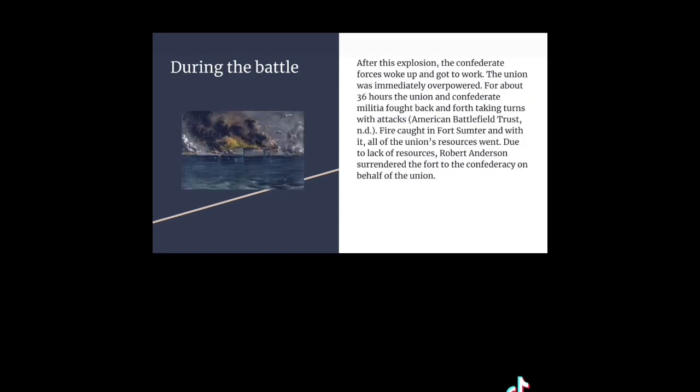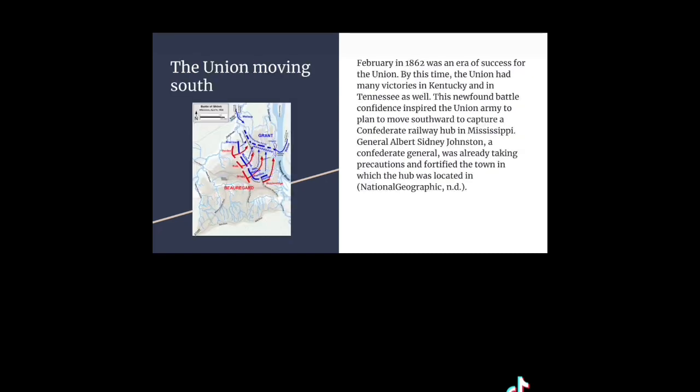After this explosion, the Confederate forces woke up and got to work. The Union was immediately overpowered. For about 36 hours, the Union and Confederate militia fought back and forth, taking turns with attacks. Fire caught in Fort Sumter, and with it, all of the Union's resources went. Due to lack of resources, Robert Anderson surrendered the fort to the Confederacy on behalf of the Union.